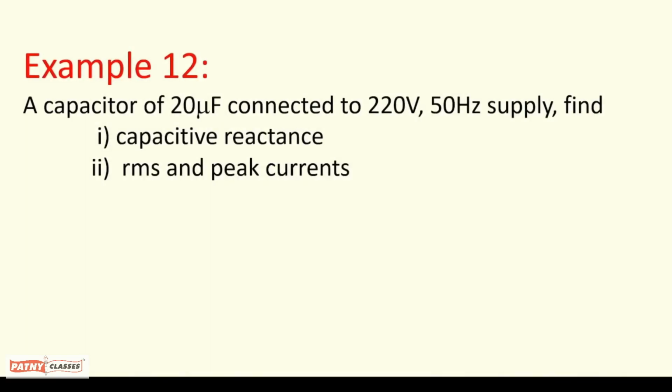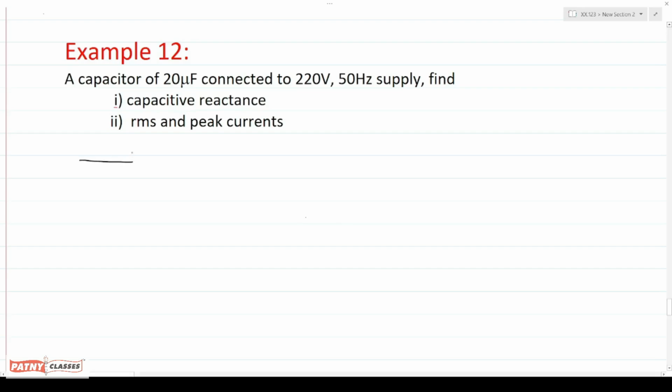Example 12. A capacitor of 20 microfarad is connected to a 220 volts 50 hertz supply. Find capacitive reactance and RMS and peak currents. First of all, draw the rough circuit diagram. Here is a capacitor connected to an AC supply. They did not mention AC, but they have given the 50 hertz supply, which indicates it is an AC supply. So it is 220 volts and 50 hertz supply, and C equals 20 microfarad.